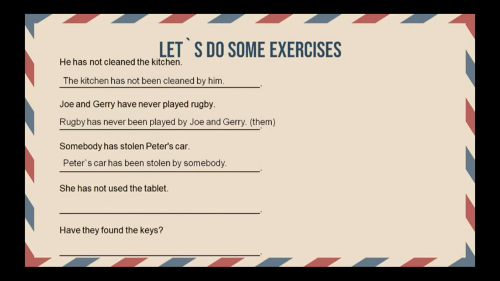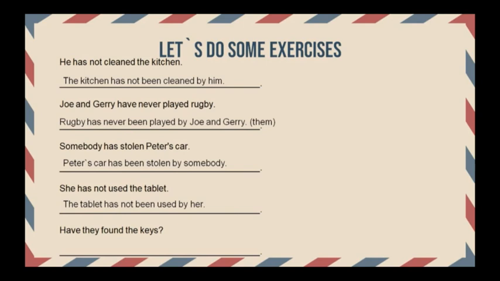Okay, so you can see that this sentence is in a negative form of present perfect simple. Then she is a subject, excellent, has not used is what? Excellent, negative form of present perfect simple, and the tablet is an object. Great. So the tablet has not been used by her.